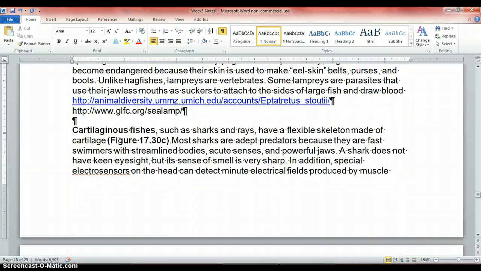Cartilaginous fish. So these are ones of cartilage. So we evolved, like the lampreys had the cranium and the backbone. Now we got cartilaginous fishes. These are sharks and rays that have a flexible skeleton made of cartilage, like your nose.